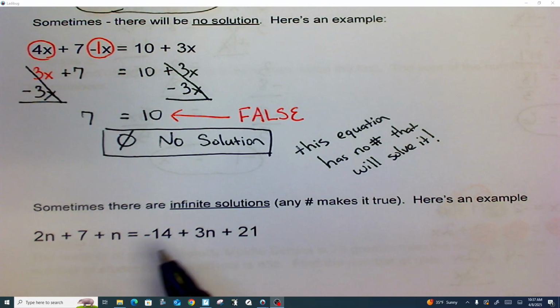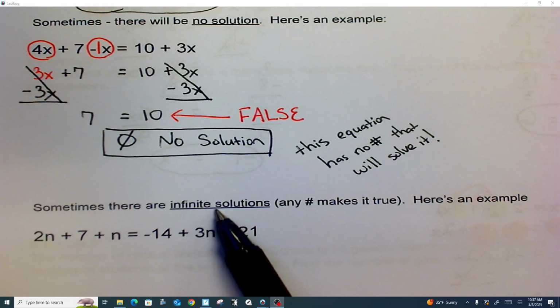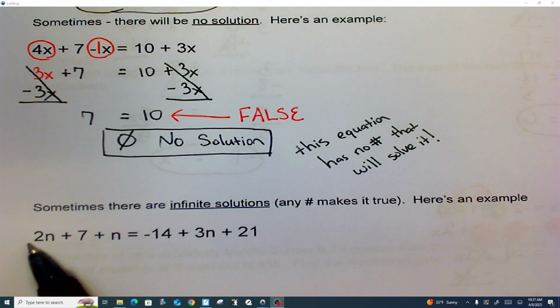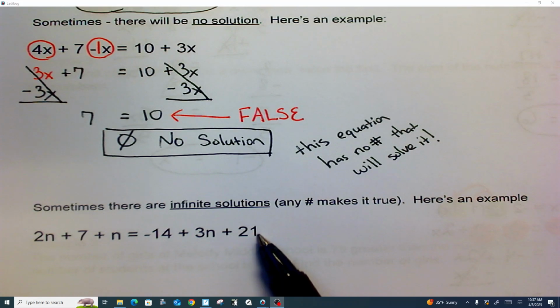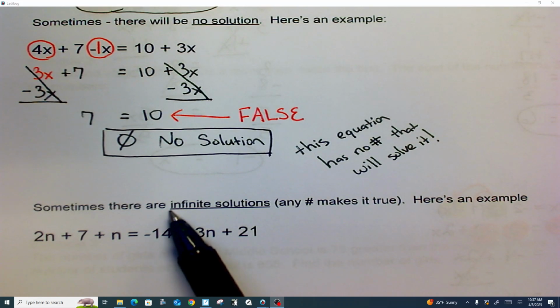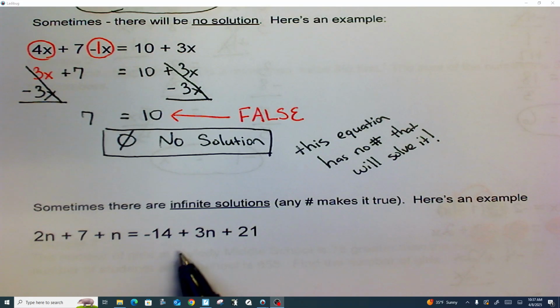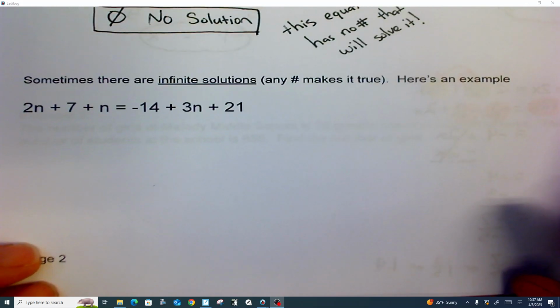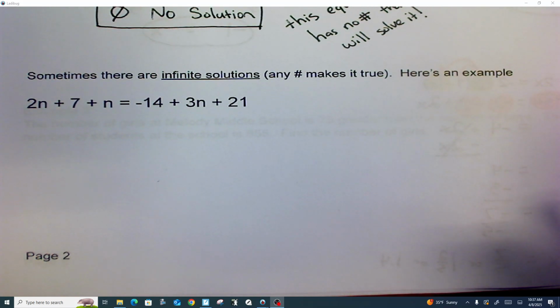And then there's one other situation that we look at, and it's called infinite solutions, and that's where no matter what number you plug in, it does make the equation true. There's more than one answer. In fact, there's infinite solutions, but you don't know that when you first start solving these equations. So let's just go through and see what we find.